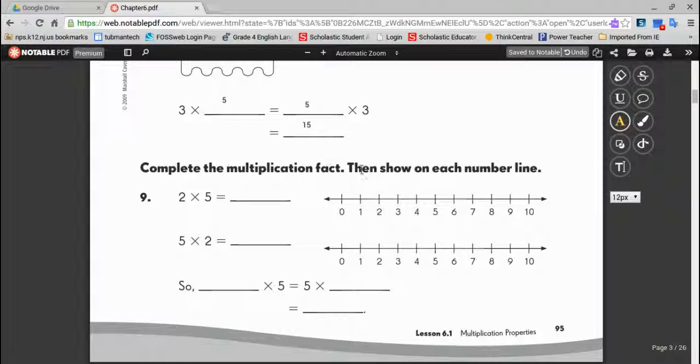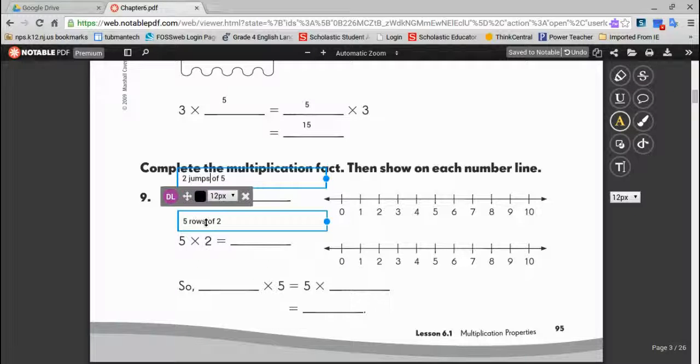Complete the multiplication fact, then show on each number line. All right, so over here for 2 times 5, we want 2 rows of 5. And I think you guys can draw 2 rows of 5 yourself. Here, 5 times 2, well, we now need 5 rows of 2. And again, 5 rows of 2 is the same thing. 2 rows of 5 is the same thing as 2 jumps of 5 each. 5 rows of 2 is, again, the same thing as, let's fix that, 5 jumps of 2.